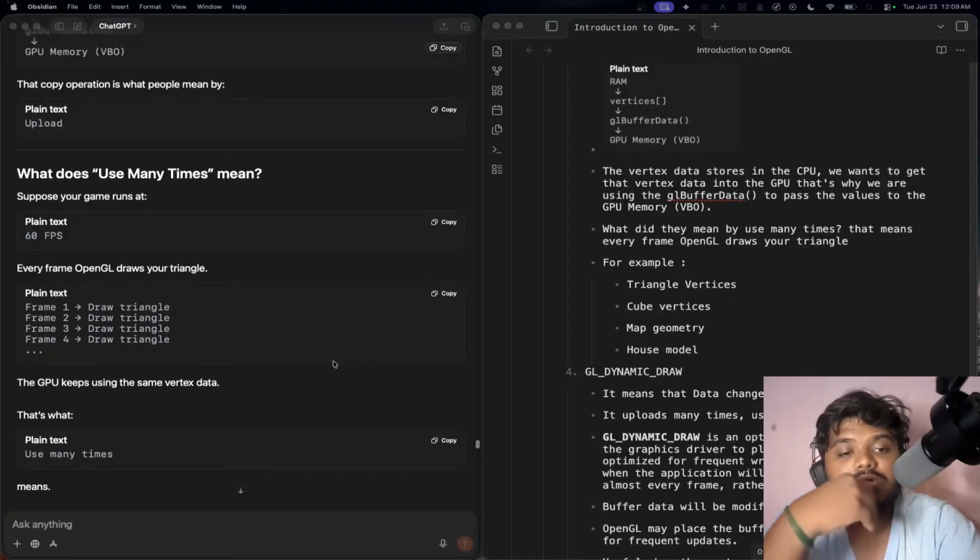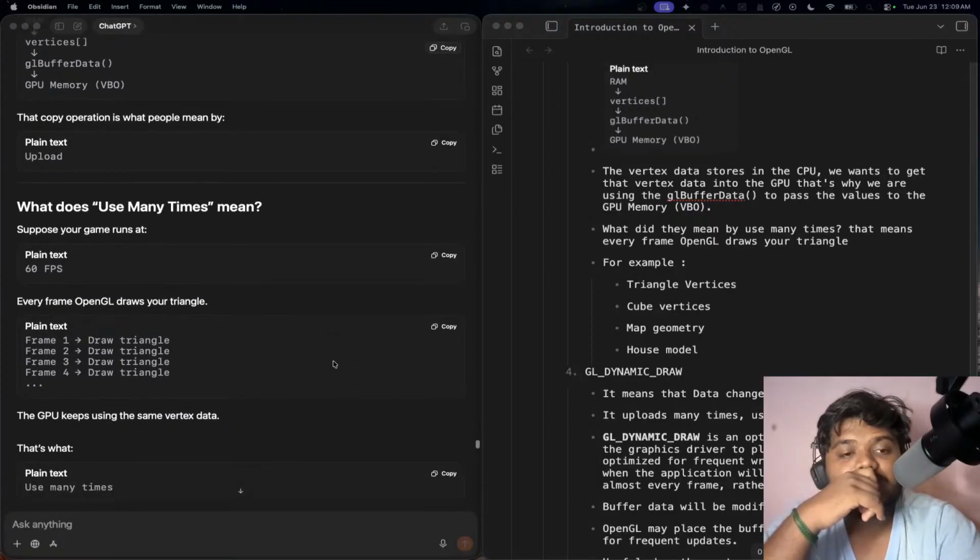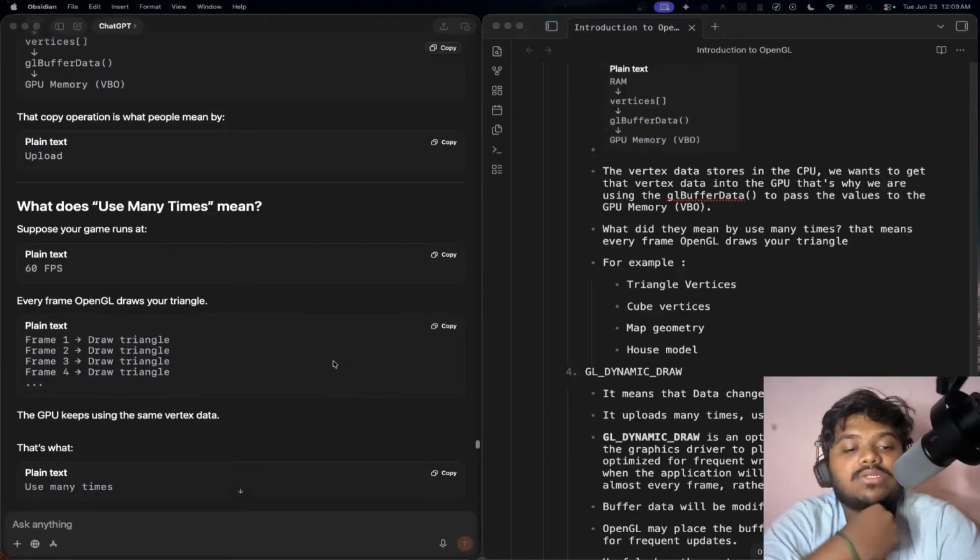Every frame, OpenGL draws your triangle, and the GPU keeps using the same vertex data.